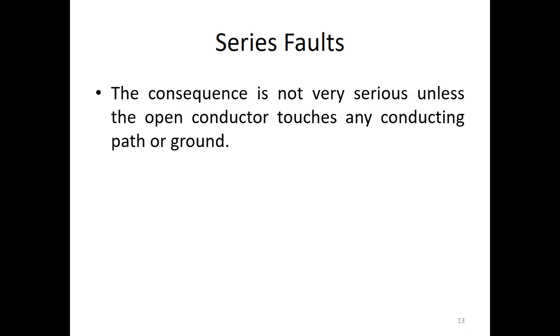In case of series fault, suppose there is a transmission line, and a series fault happens when there is a breakdown in the conductor because of some natural calamity or natural disaster. So the consequence is not very serious unless the open conductor, that means the conductor is open here, touches the ground. So unless it is touching the ground, the consequence is not very serious.